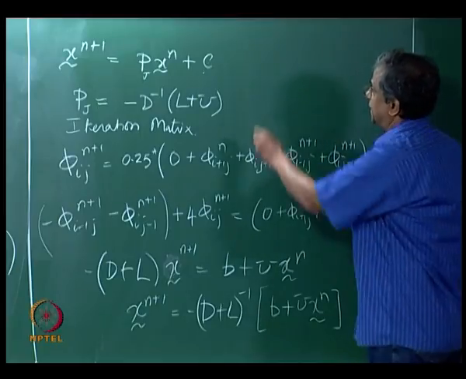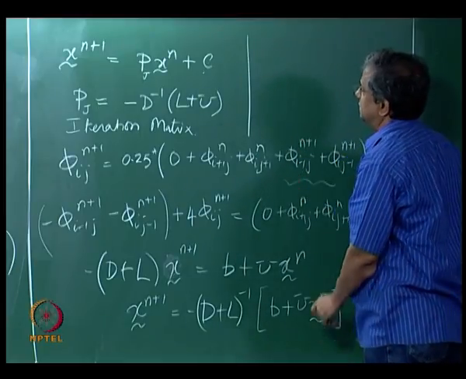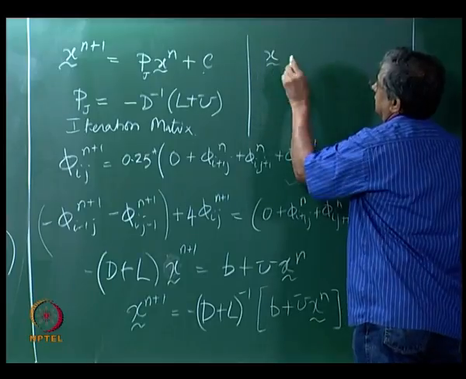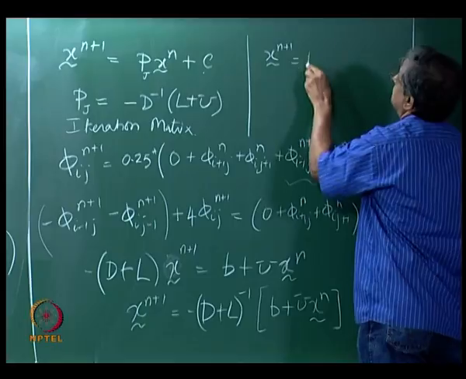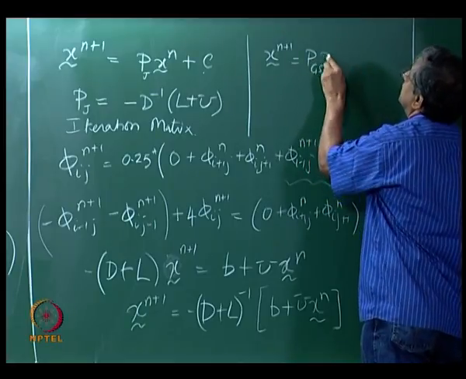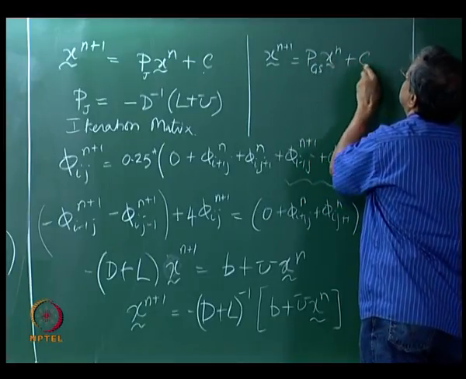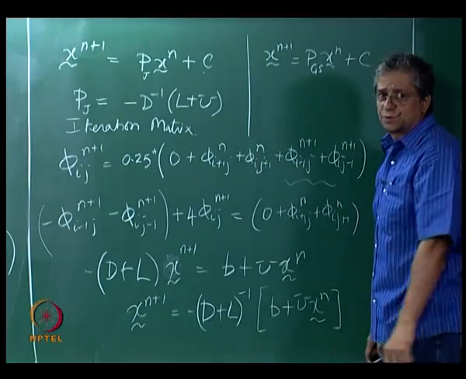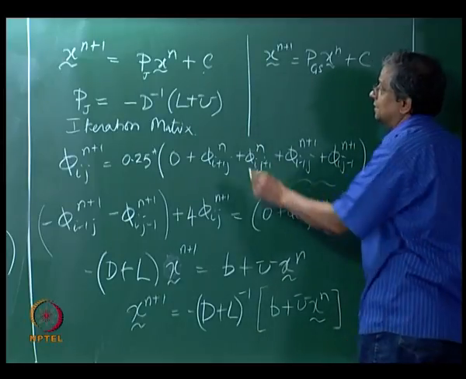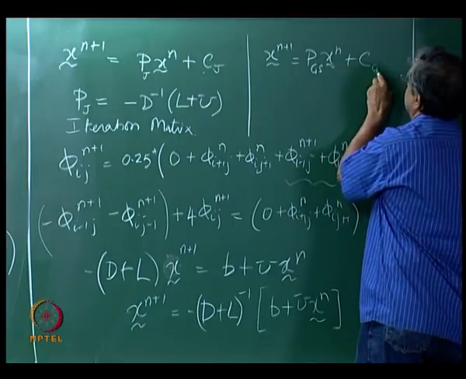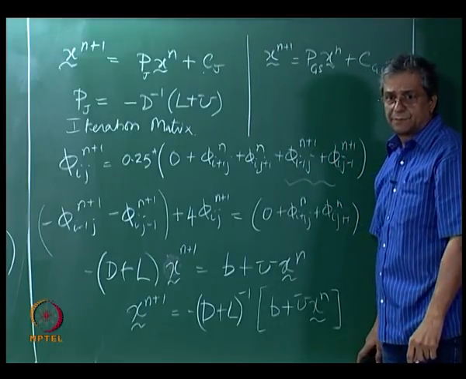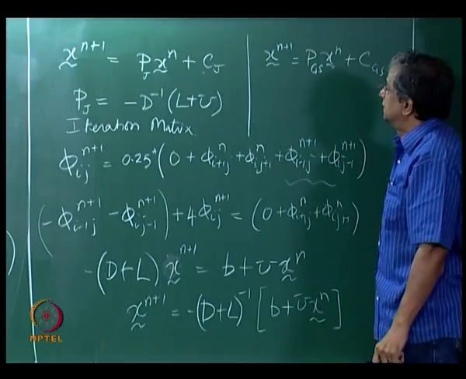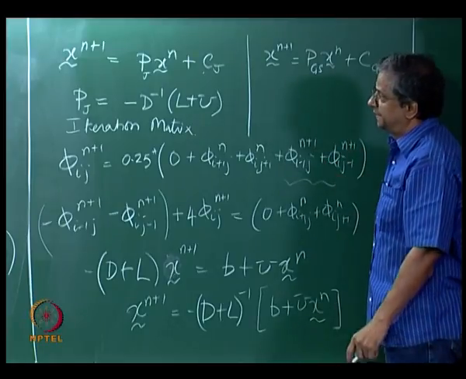Yet again we are able to write that matrix form for Gauss Seidel as xn plus 1 is P Gauss Seidel xn plus a C. The C is of course also a C Gauss Seidel, the C's are also dependent on the method. Is that fine? Everybody? Okay. And the P is called the iteration matrix.